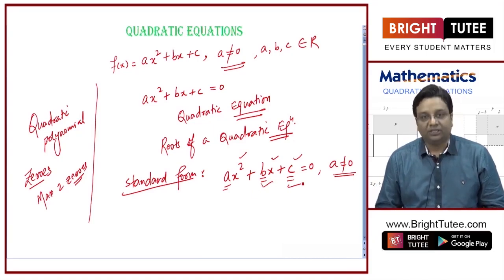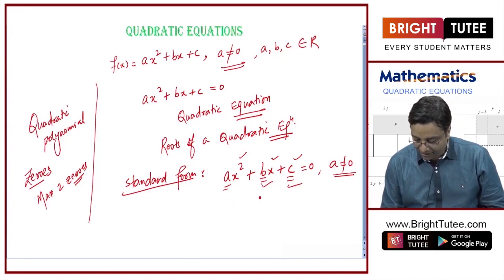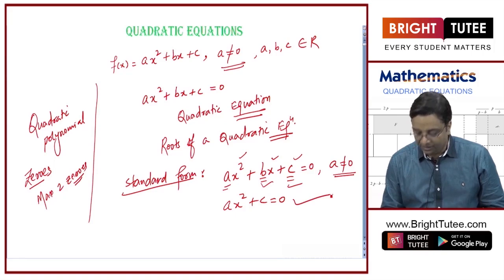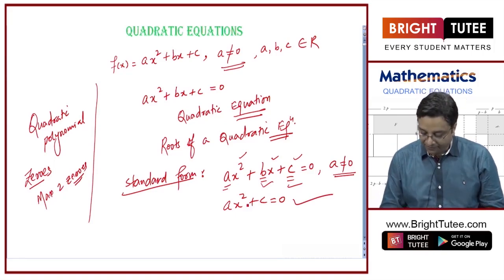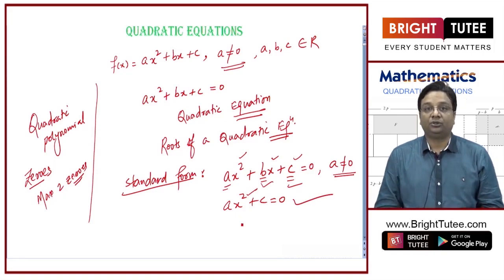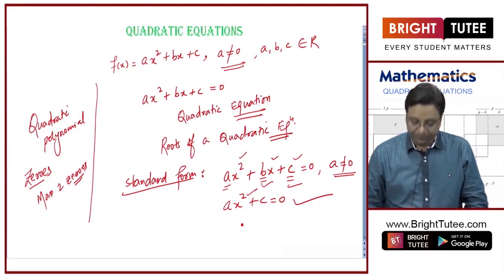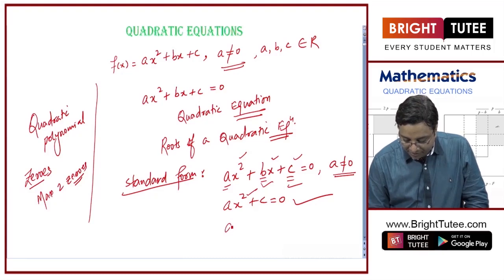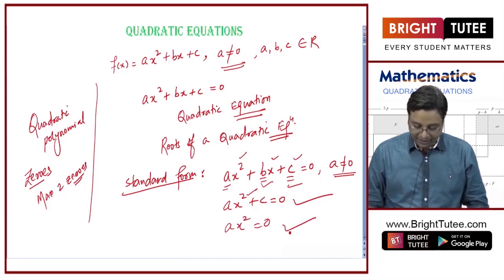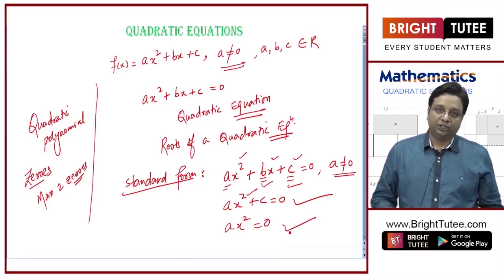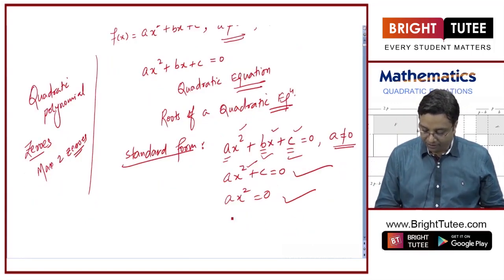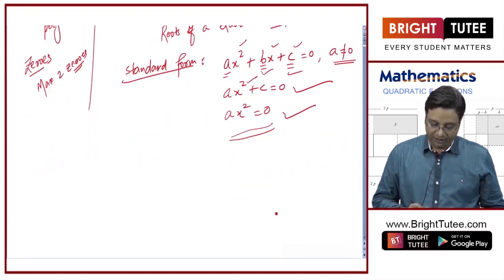And b and c can be 0, right? For example, if let's say b is 0, then I will have a quadratic equation of this type. This is still a quadratic equation. Why? Because the power of x is still 2. The maximum power of a variable in this equation is 2, right? If even c becomes 0, even then it is a quadratic equation, right? But a cannot be equal to 0. So this is about the standard form of a quadratic equation.